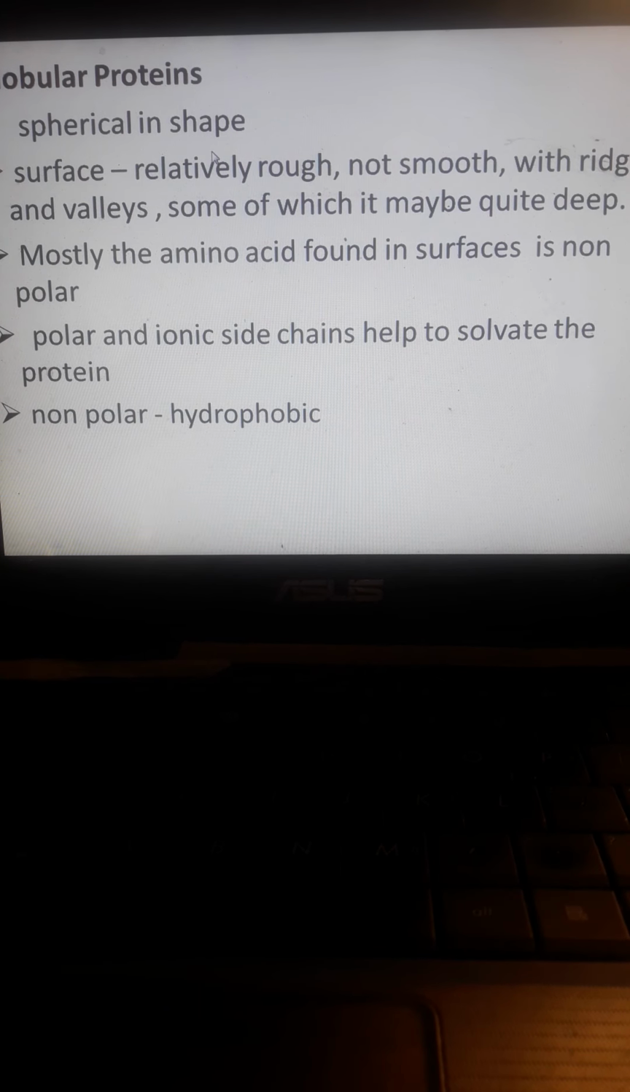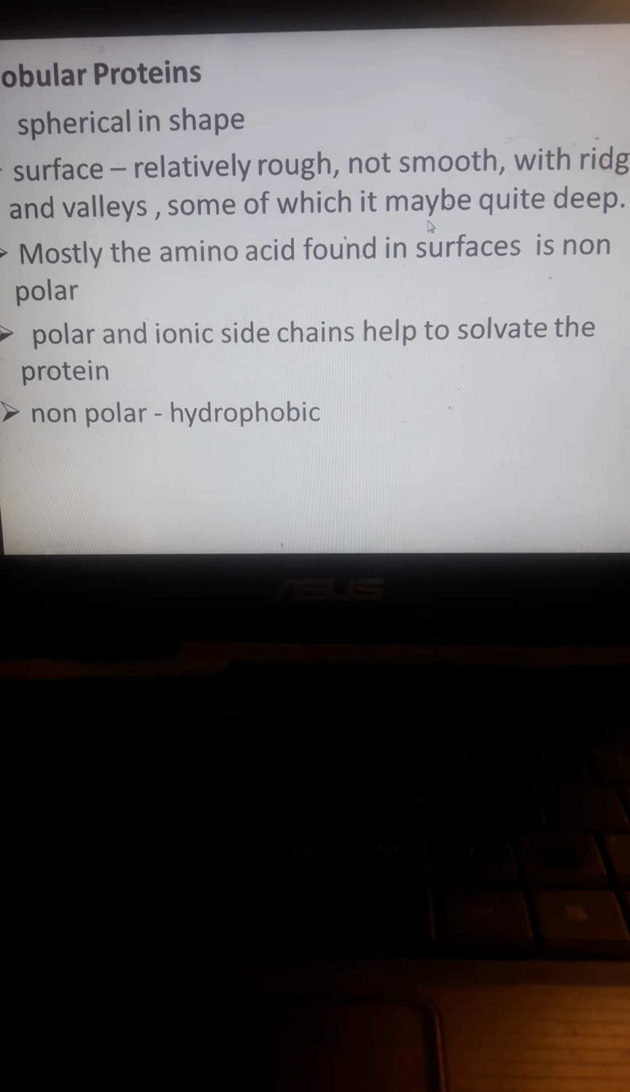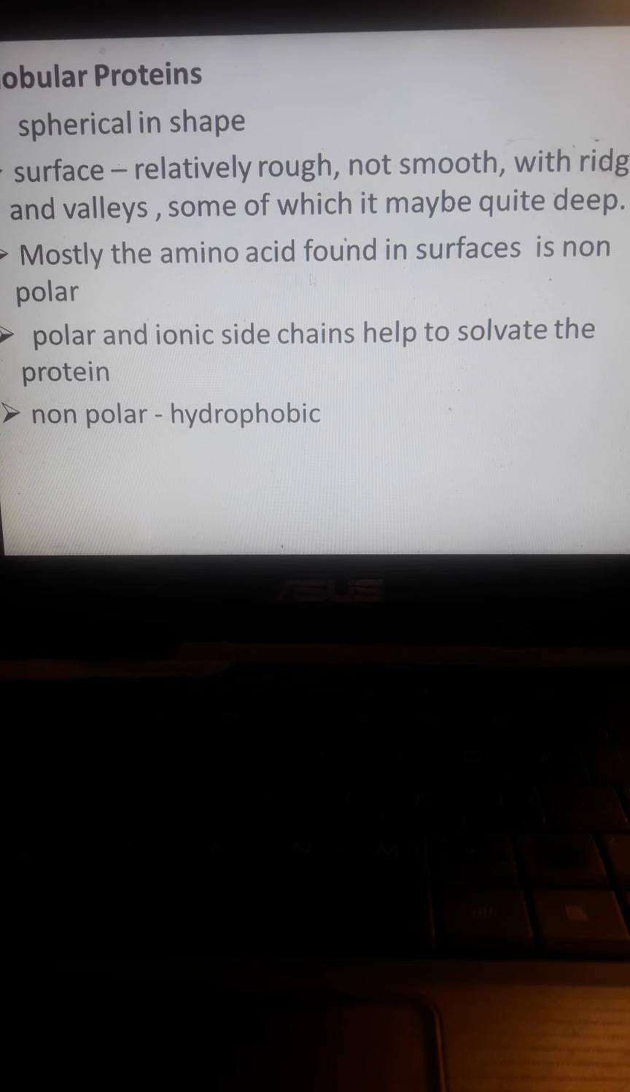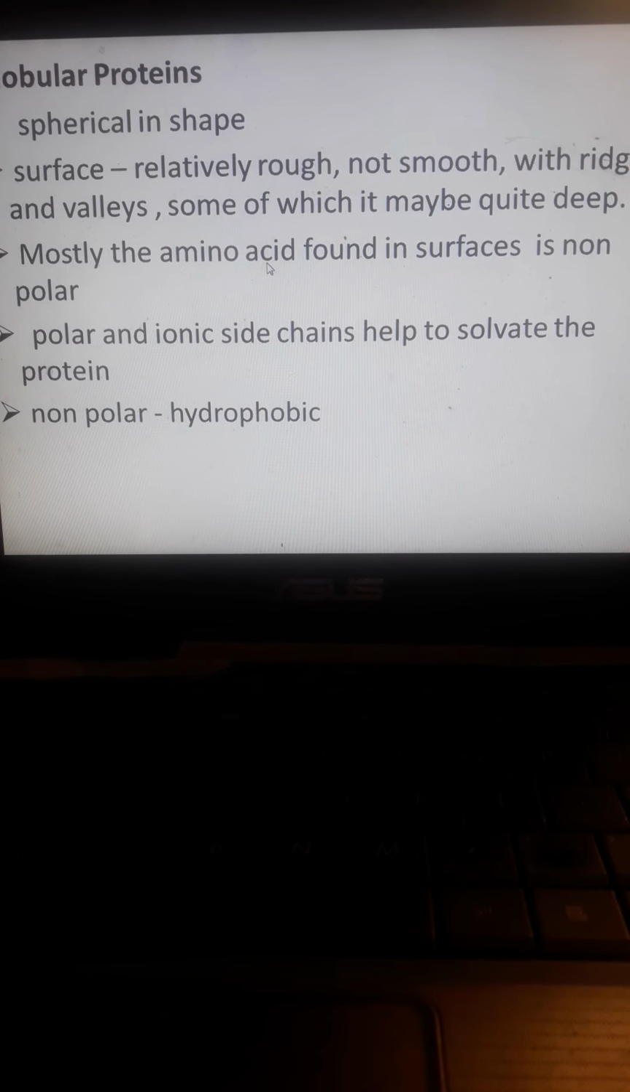So, globular proteins are spherical in shape, and the surface is rough, not smooth, so there are ridges and valleys, some of which may be quite deep. Mostly the amino acids found on the surface are non-polar. You say that is found on the surface, meaning the cell membrane. Polar and ionic side chains help to solvate proteins. When you say polar, it is more on the water-soluble side.